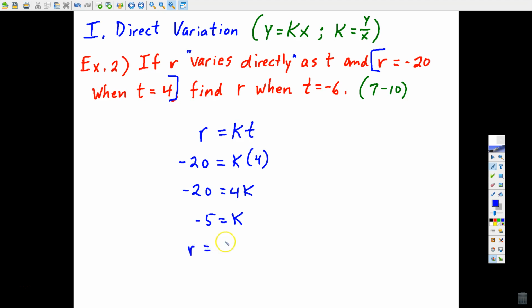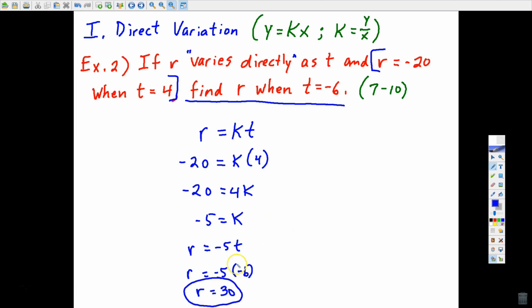So let's get specific. R is going to be equal to -5 times t. Now that's going to help me answer the ultimate question of this problem. What is R if I let t be -6? Well, that's going to be pretty easy. I just drop -6 in for t, do the multiplication, and I get R is 30, and that is my final answer. Okay, very good. And you'll be doing that same thing on these 4 problems, 7 through 10.